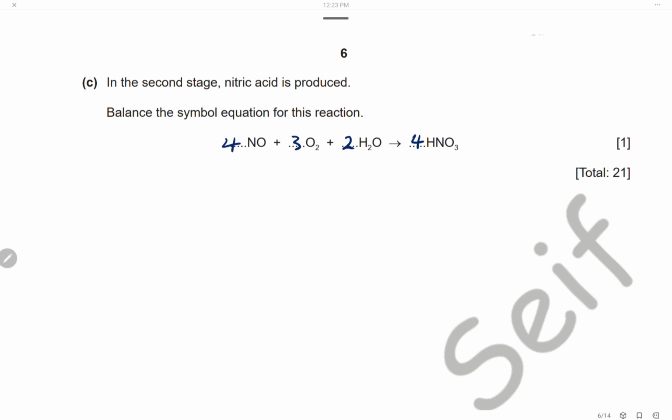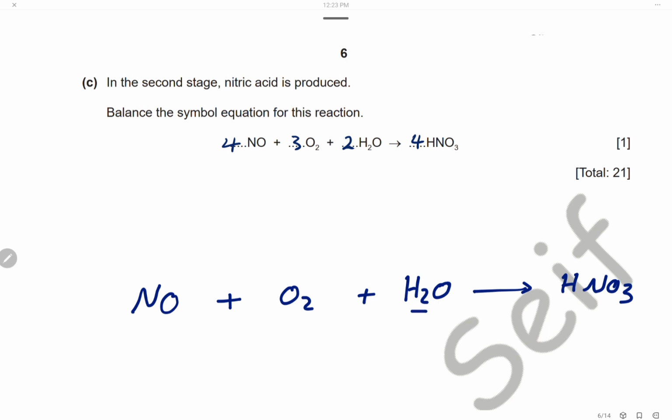In the second stage, nitric acid is produced. Balance a simple equation for this. To balance this equation, first we have 2 hydrogen here, so we'll start by adding 2 in front of nitric acid. Now we have 2 nitrogen, so we will add 2 in front of nitrogen.